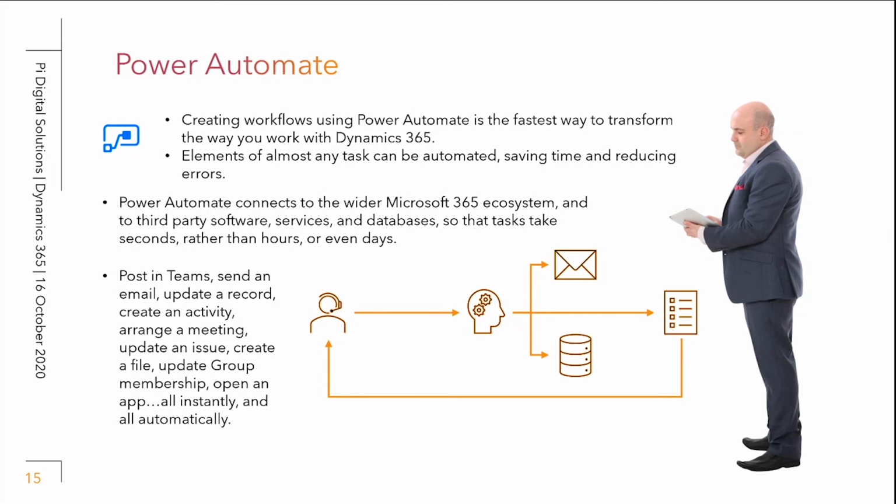There are some examples that you can do: post a message in Teams, send an email, update a record, create an activity, arrange a meeting, and so on and so on. You can also automate updating group memberships. So if this happens, add this person to this group. If you remove a person from a group, do this. Make sure they're taken out of this security group or something like that.